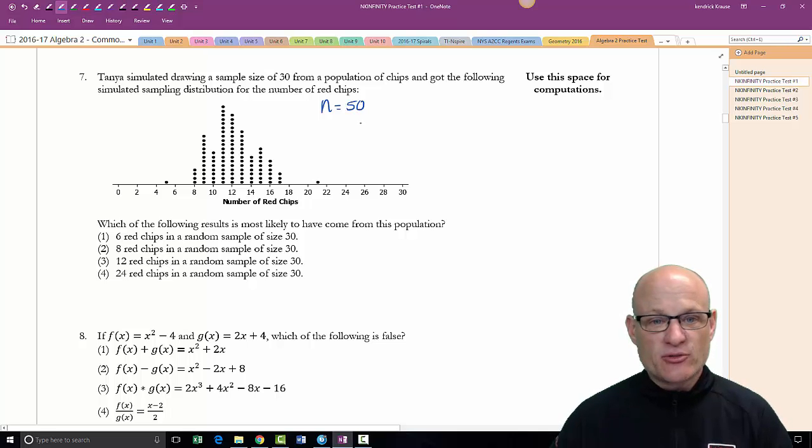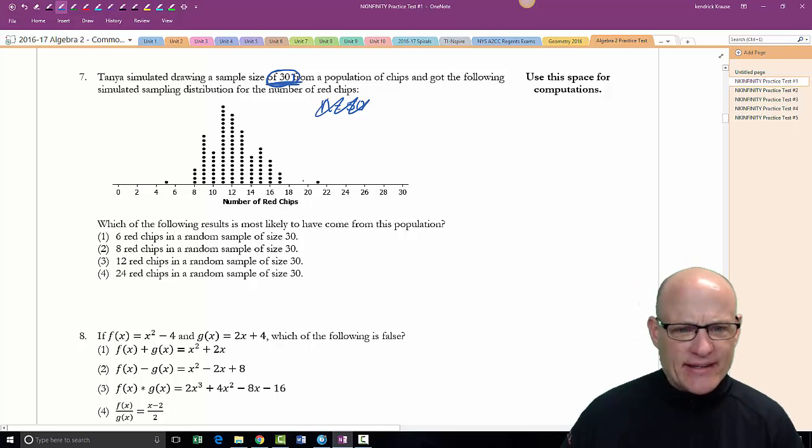That's the number of simulations we ran. Our sample size is size 30, and we did this 50 times. So we ran a simulated simple random sample of size 30, okay?